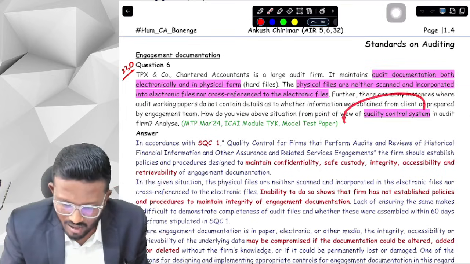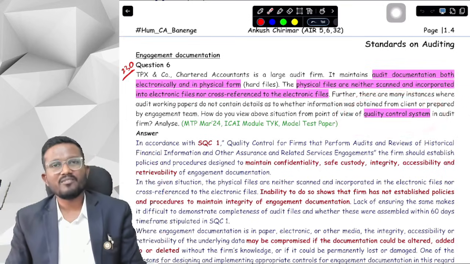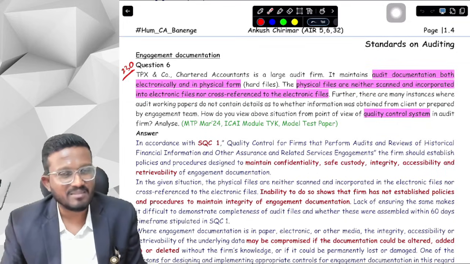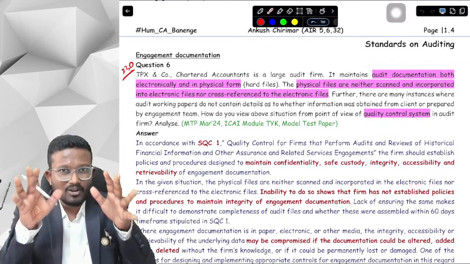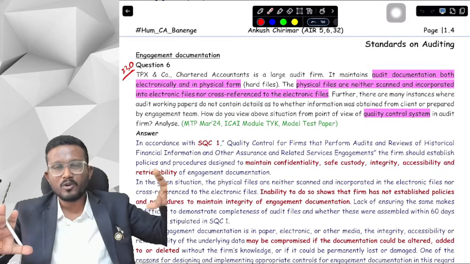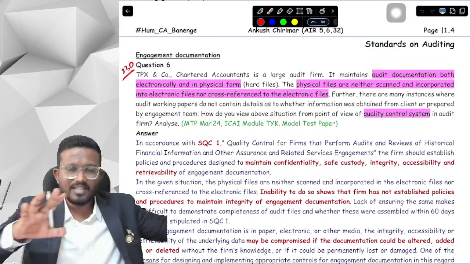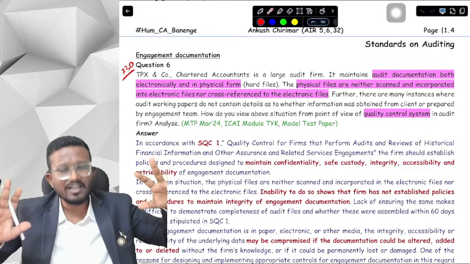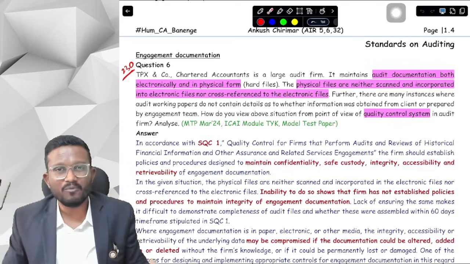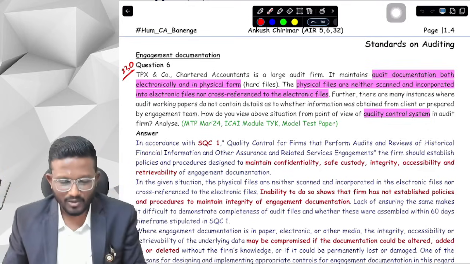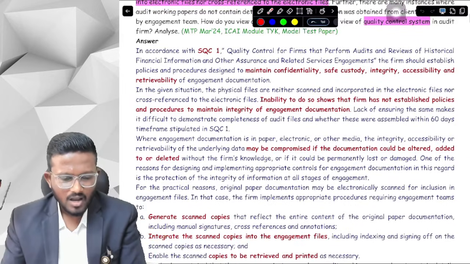That is completely up to the auditor. Now you have to comment about the quality control system in the audit firm. So obviously the quality control system is not correct. This particular thing is not mentioned in your essay module, not in the CA Intermediate module as well. So you can definitely skip this answer as well. But just to make you understand what this concept is all about, we will discuss this particular question.